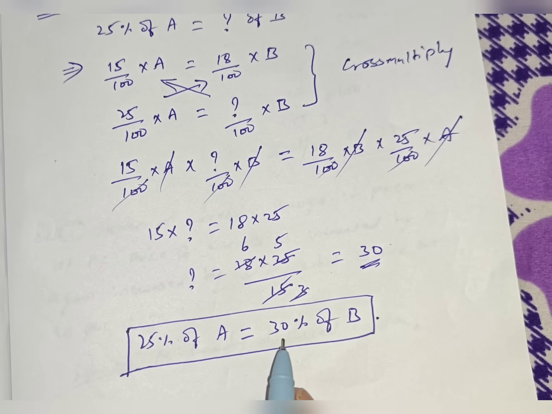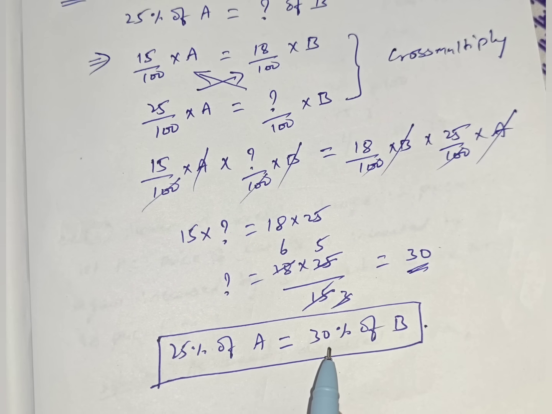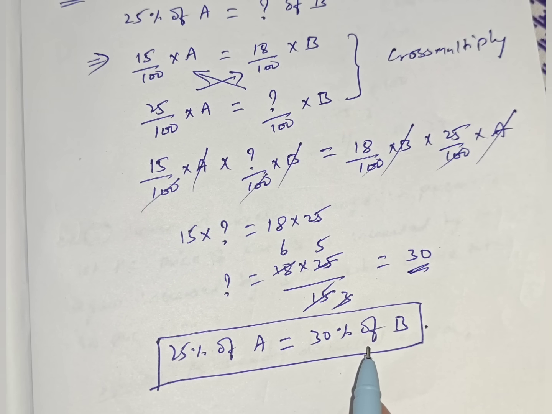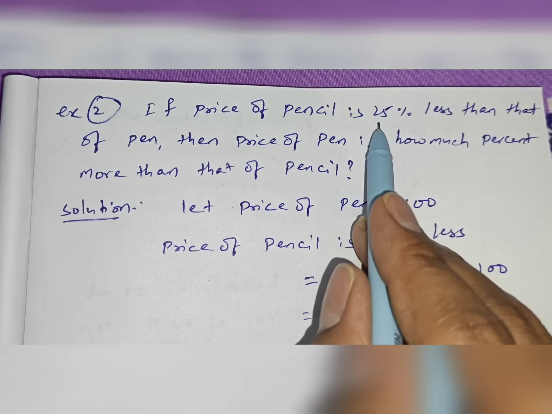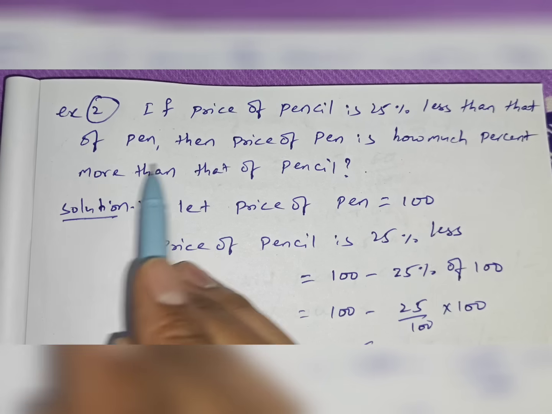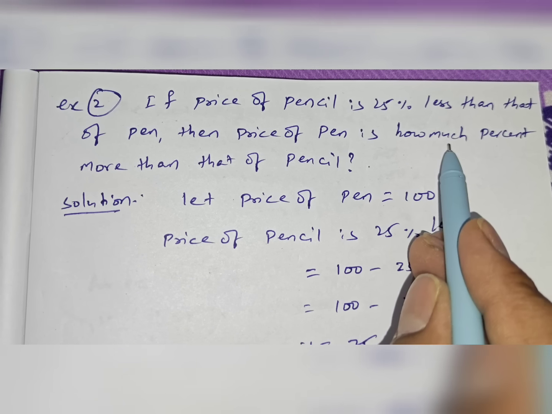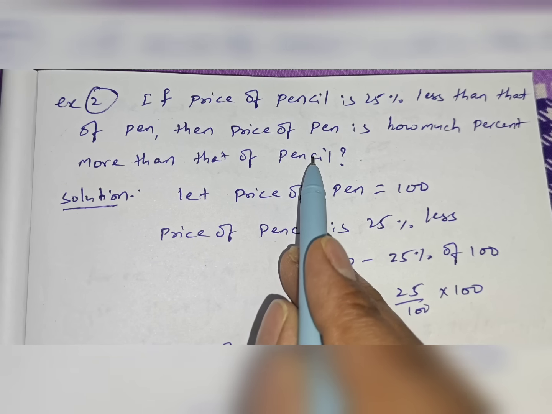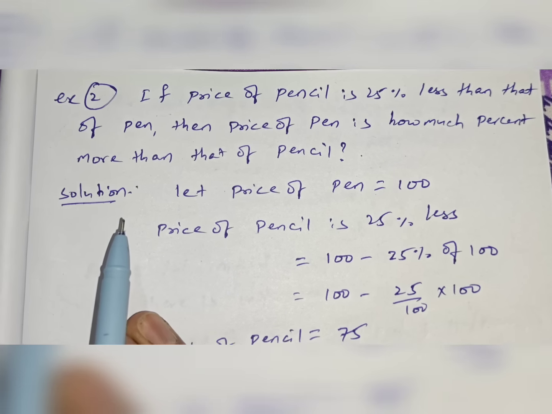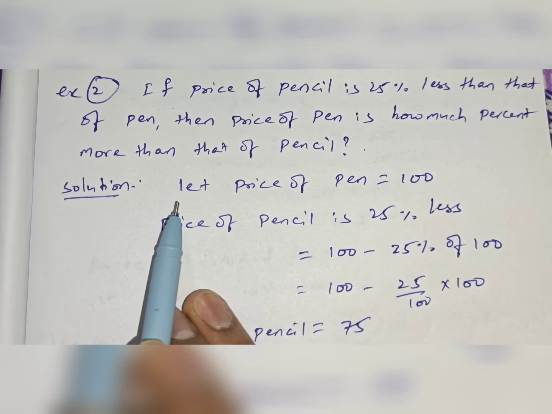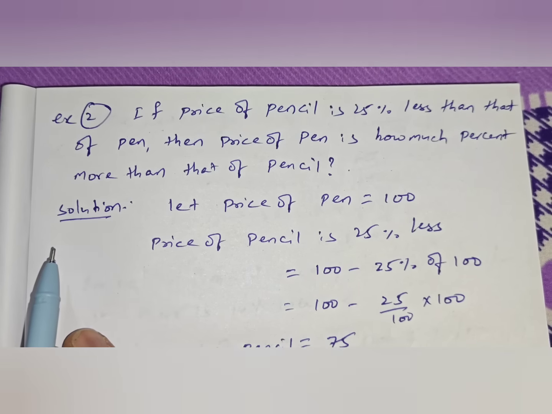This way, even without calculating the actual value, you can directly calculate the percentages. Let us solve one more example. If the price of a pencil is 25% less than that of a pen, then the price of the pen is how much percentage more than that of a pencil? Here our aim is not to calculate the actual price of pen or pencil. Our main aim is to calculate the percentage by which the cost of pen is more than that of pencil.